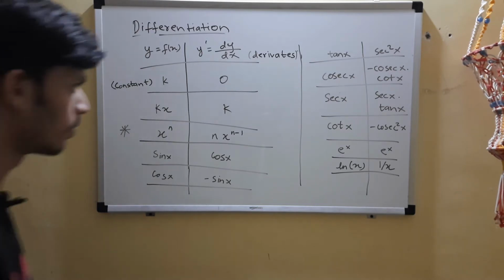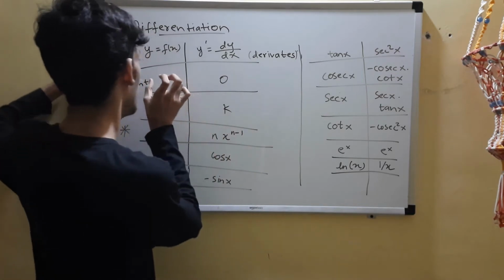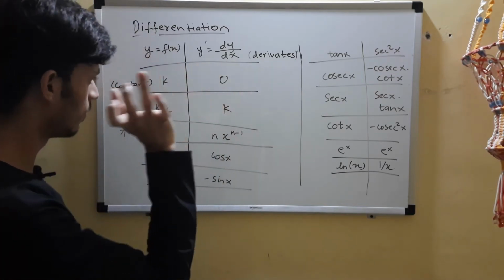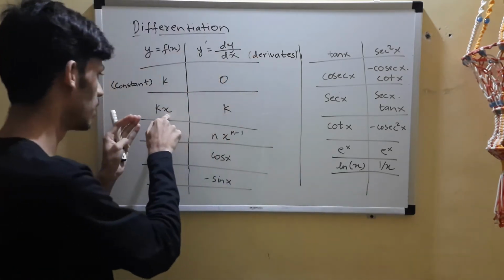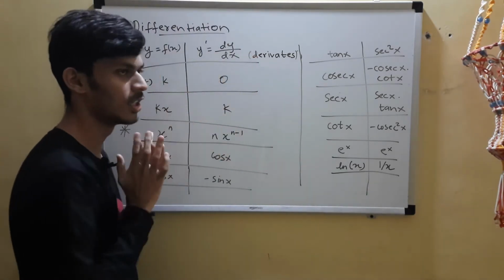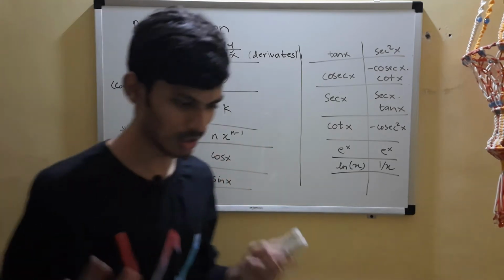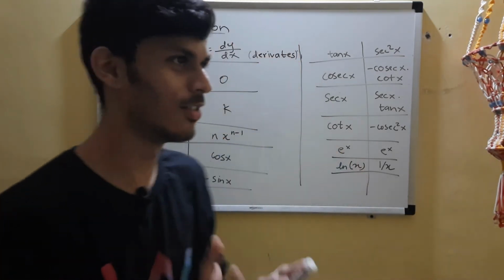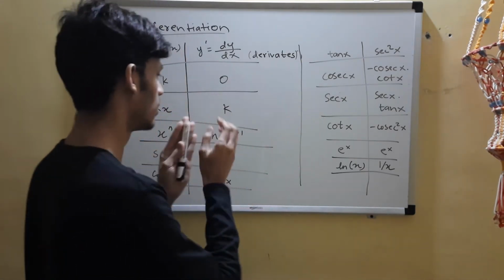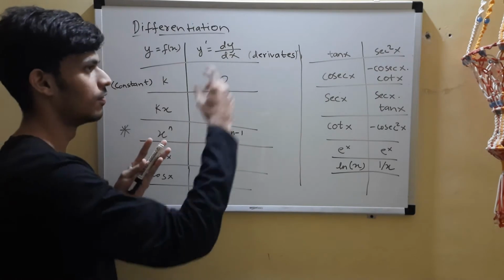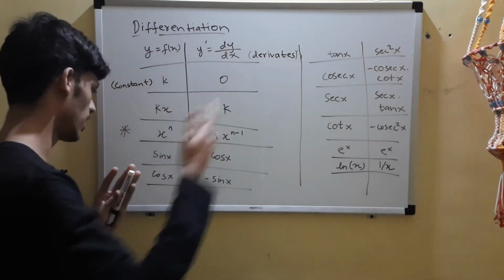So I can provide you hints to remember. A constant function has a derivative 0. If a constant is in multiplication with the variable, then only the constant will survive. X to the power n, the most important: if you have to take just one point from today's class, just remember this. The derivative of x to the power n is n x to the power n minus 1.